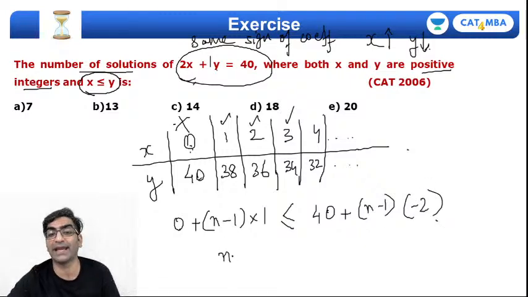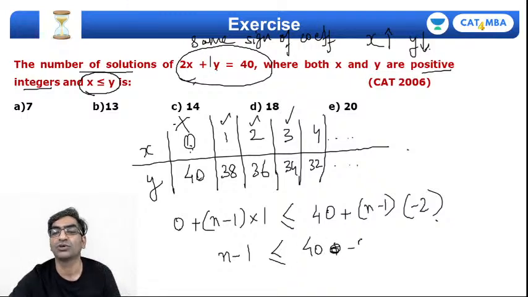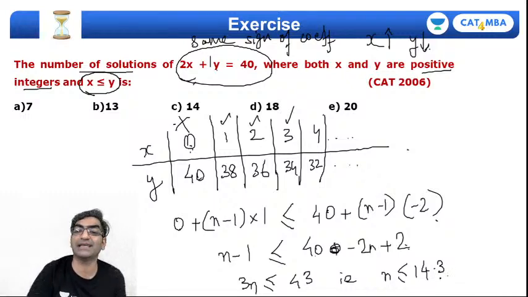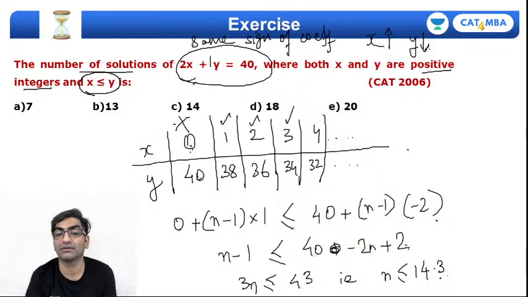So what am I getting? I am getting n-1 is less than or equal to 40 plus, नहीं होगा ना, minus 2n plus 2, right? So 2n को यहाँ ले आएंगे, 3n should be less than or equal to what? 40 plus 2, 42 minus 1, 42 plus 1 is actually 43. That is n must be less than or equal to 43 by 3, कितना आ रहा है? 3 1s are 3, 3 4s are 12 and 14.3. So n should be less than or equal to 14, है ना?